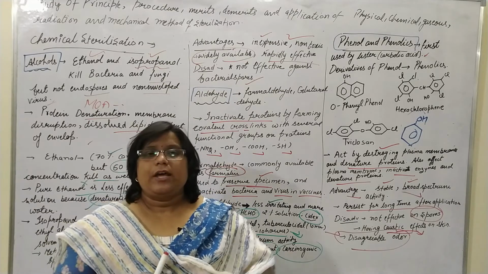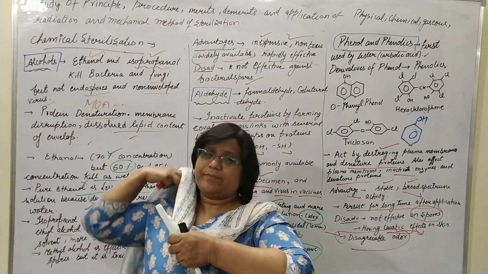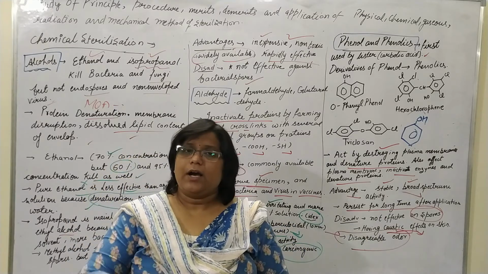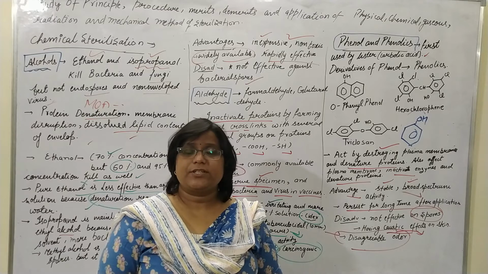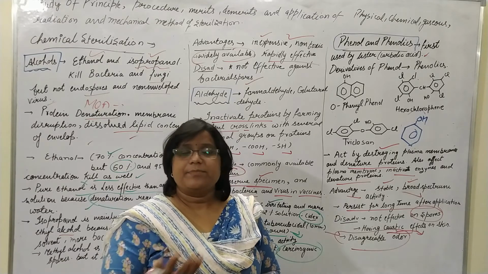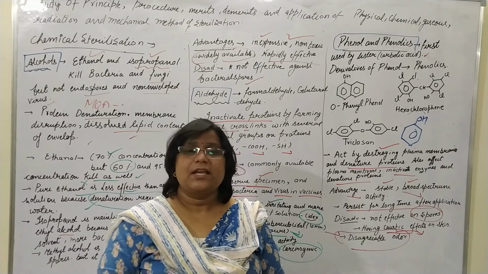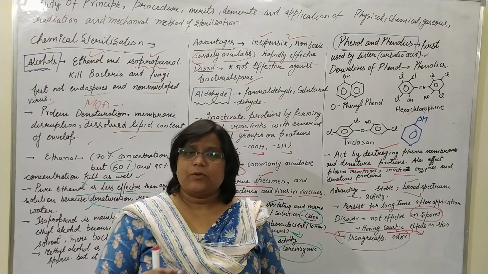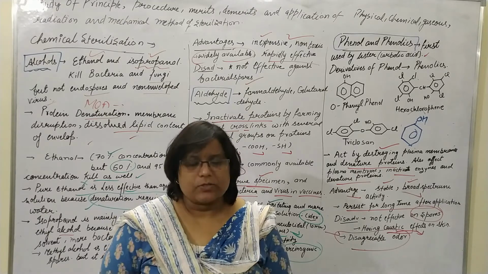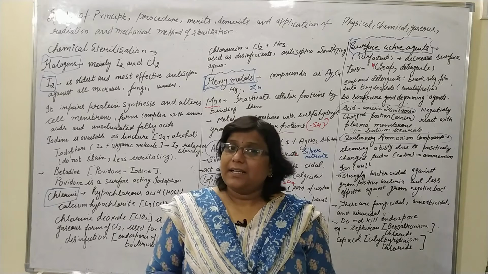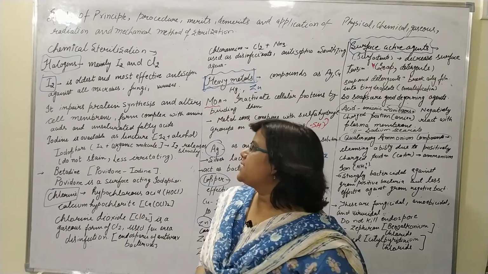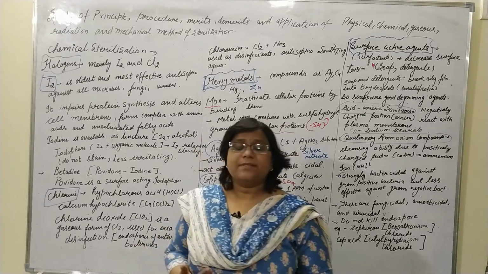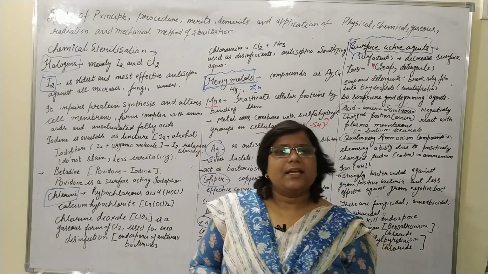Now we are going to start the other chemical agents which we have to study, that is some surface active agents, halogens, and different chemical agents. Now we will discuss the other chemicals for chemical sterilization. In this series we will discuss the halogens, some surface active agents, and other chemicals also.